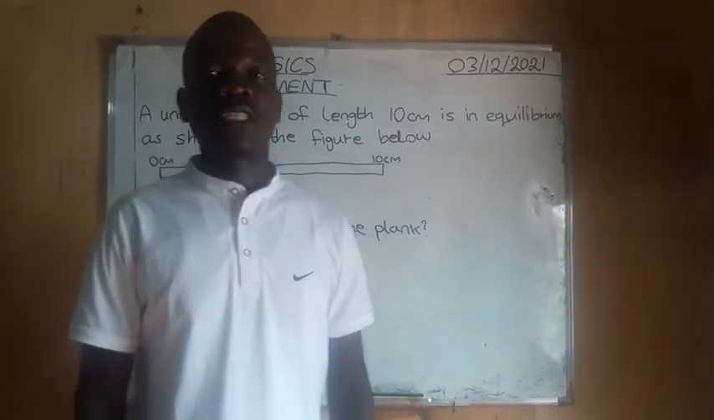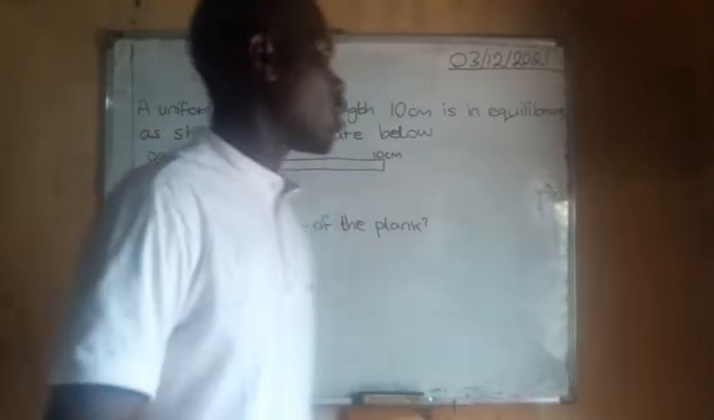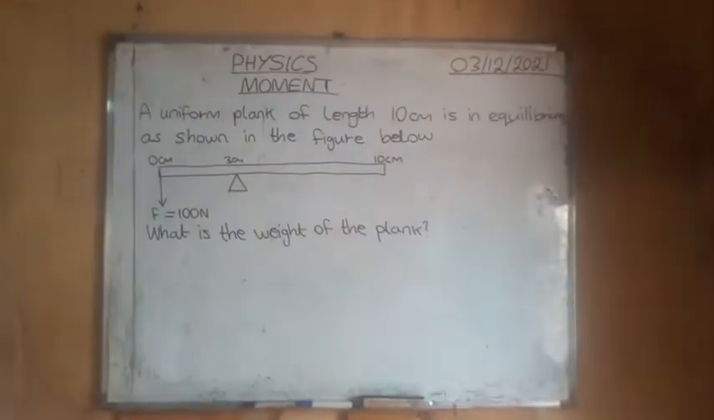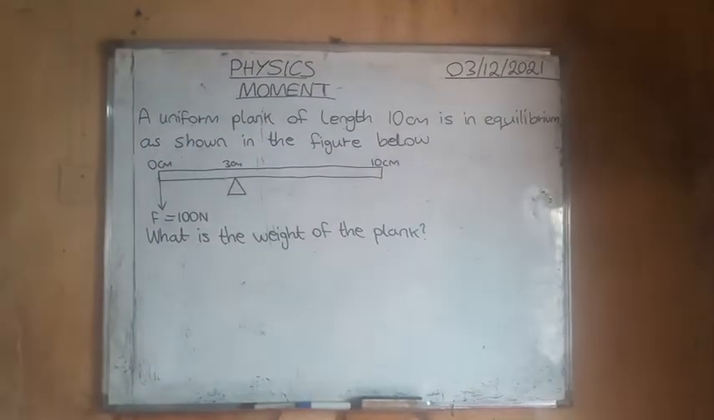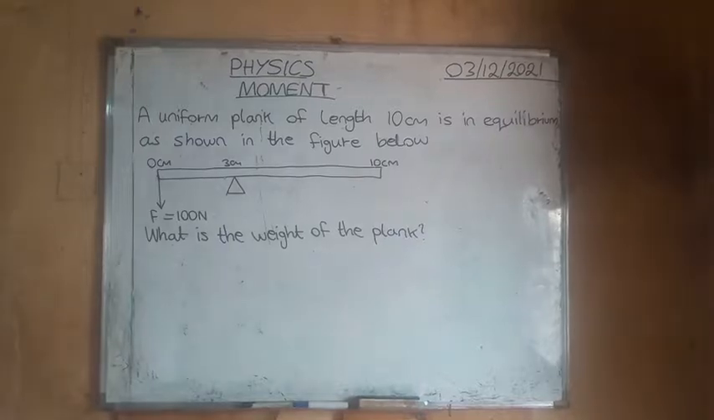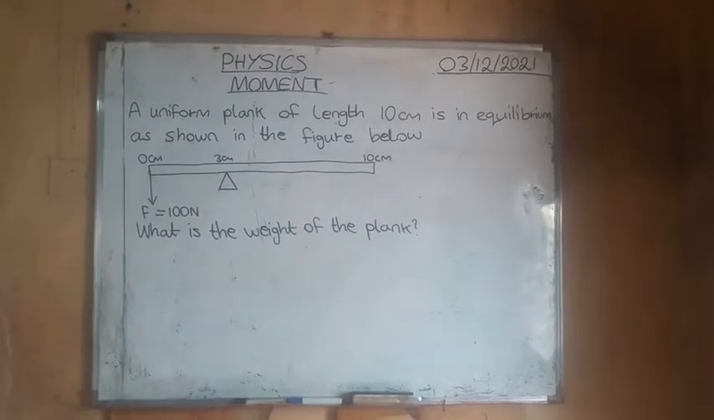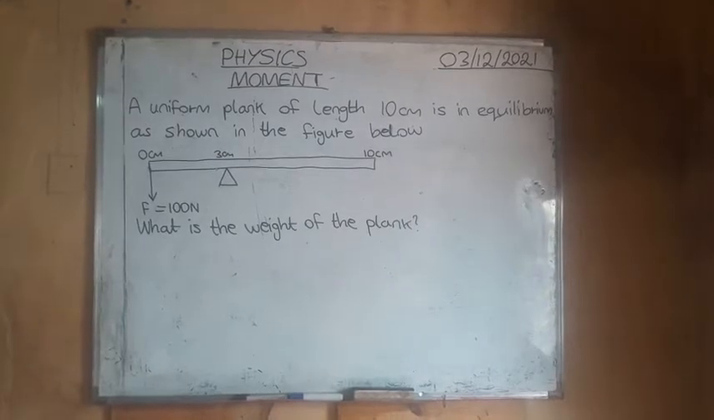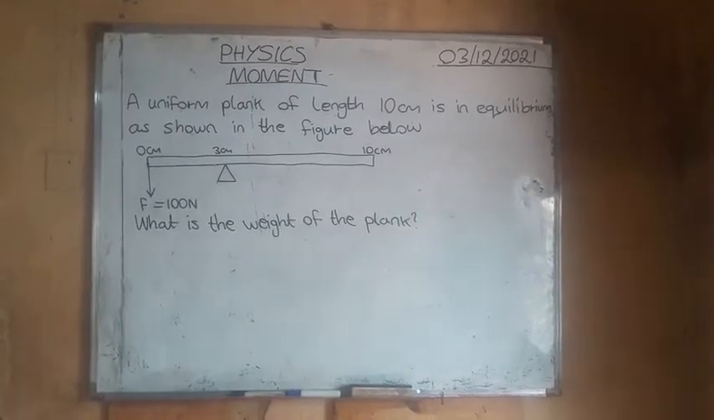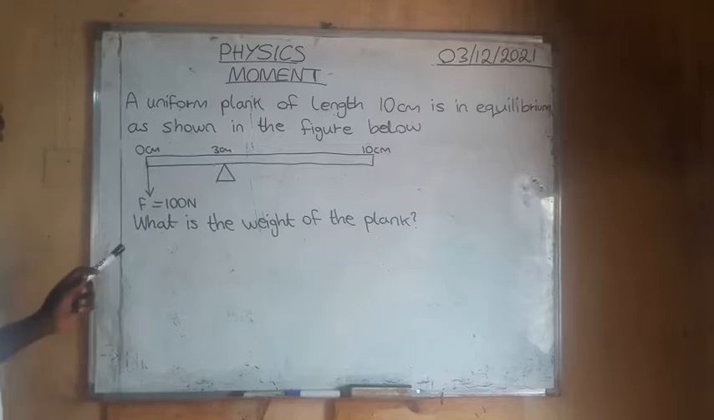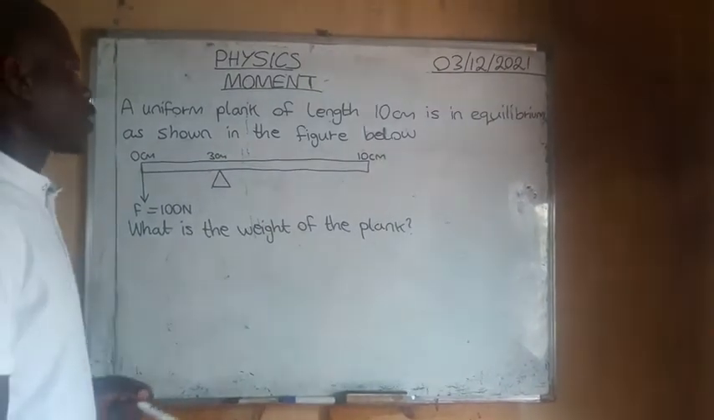So the question behind me goes as follows. A uniform plank of length 10 centimeters is in equilibrium as shown in the figure below. What is the weight of the plank?